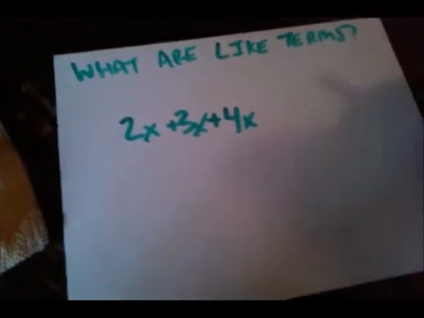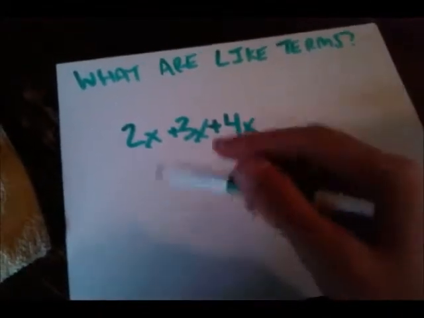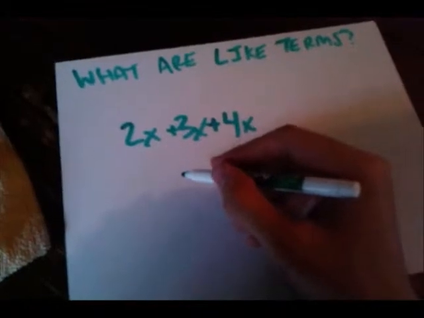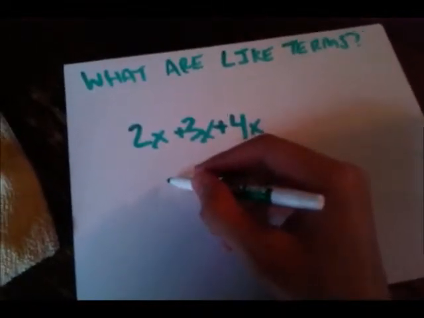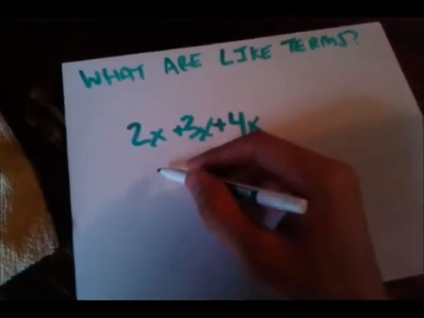Let's get back to what are like terms and how to add like terms. Okay, so we have 2x plus 3x plus 4x. Say we wanted to add them together. Well, here's what we do.